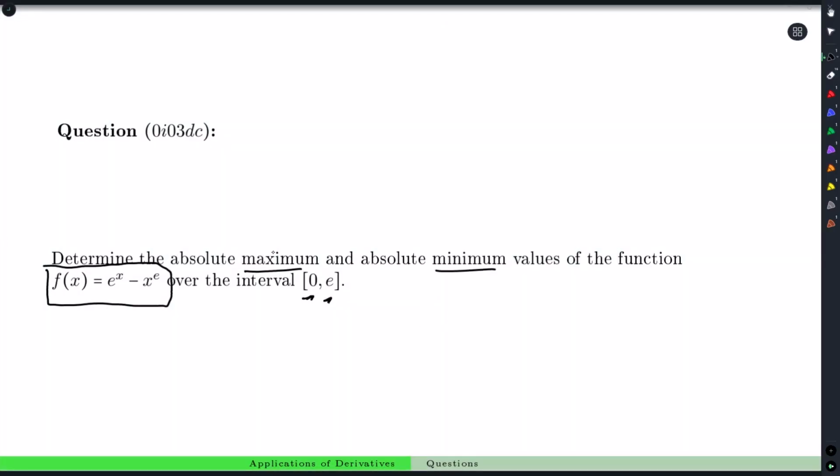So we can go back and give just a quick little summary. The absolute maximum value is e minus 1, and the absolute minimum value of this function, again, just on this interval, is 0. And we're all done.